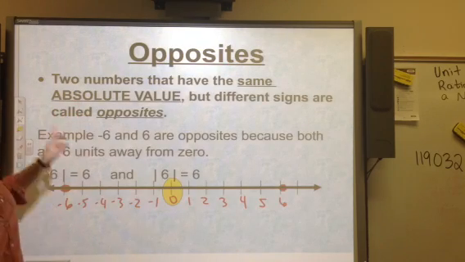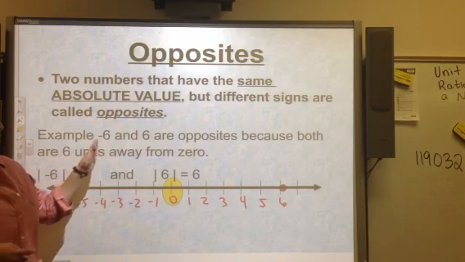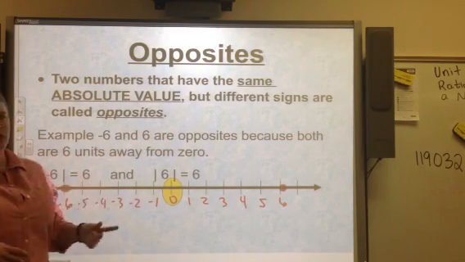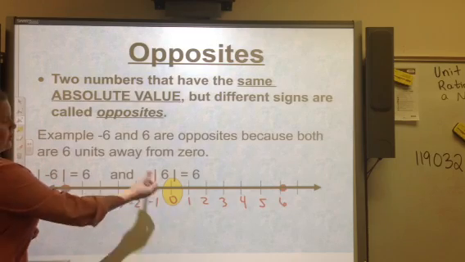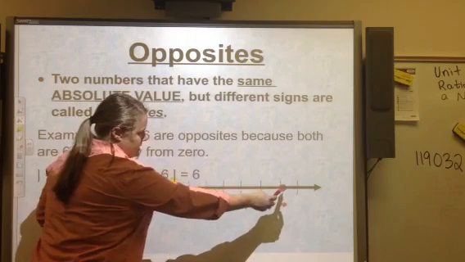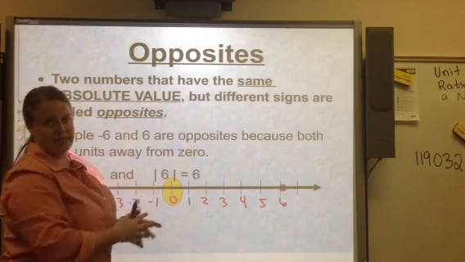Opposites. Two numbers that have the same absolute value but different signs are called opposites. Example, negative 6 and 6 are opposites because both are 6 units away from 0. If we look at our number line again, we have our 0 at our origin, and positive 6 and negative 6 are both equally distanced from 0.